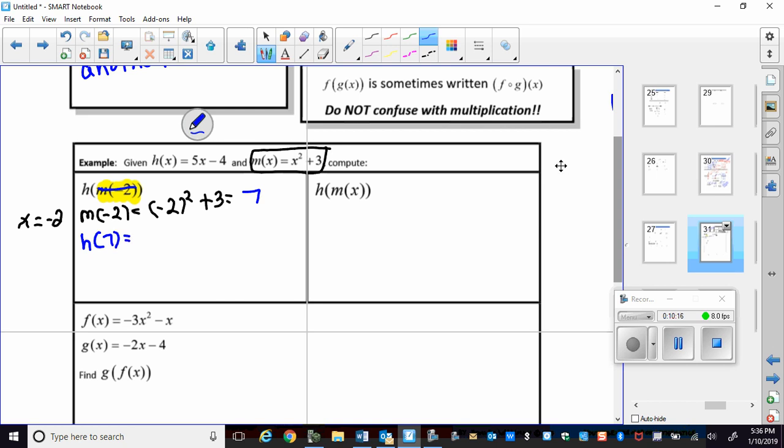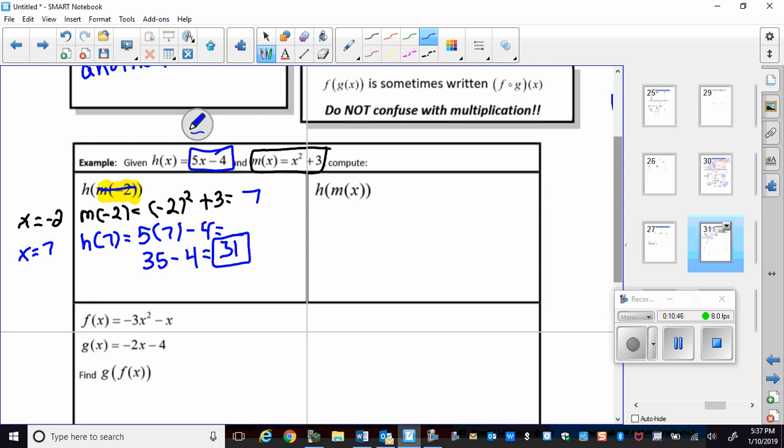equals my function for h of x, which is 5x minus 4. So here x equals 7. So 5 times 7 minus 4. Simplifying, 35 minus 4, which equals 31. And this is my final answer. I'm circling it, and you should too.